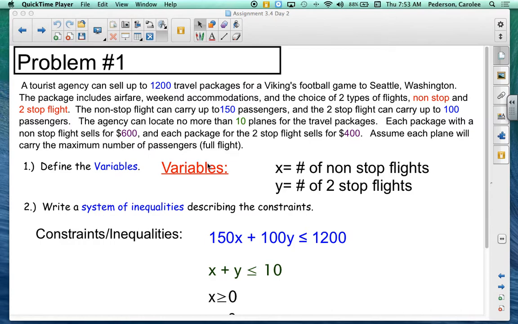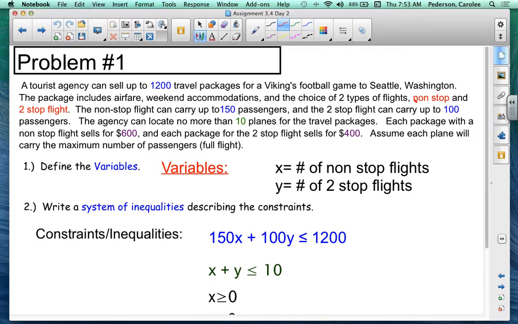So step 1, we want to go ahead and identify the variables. We want to identify the non-stop flights, so I'll identify that in red here. That's your x. Then we have our two-stop flight. That's our y. So there are two variables, x and y.